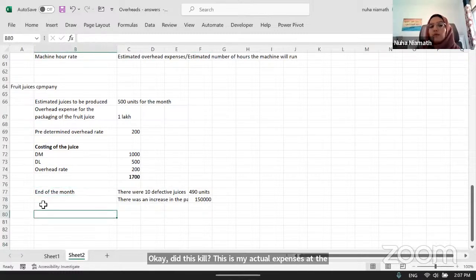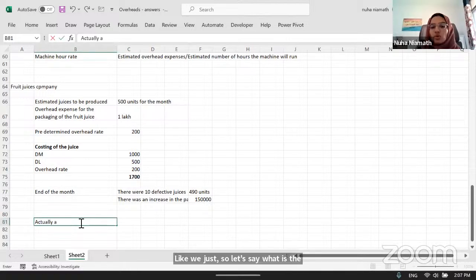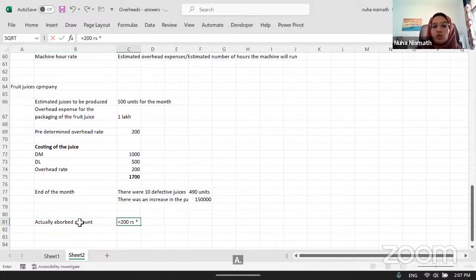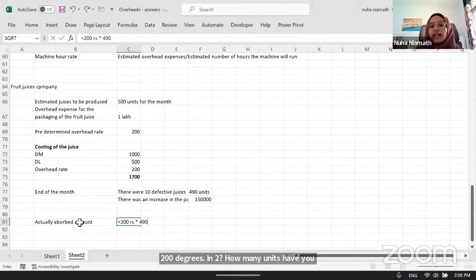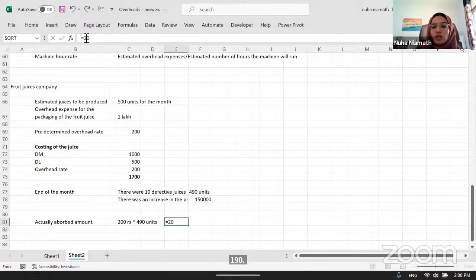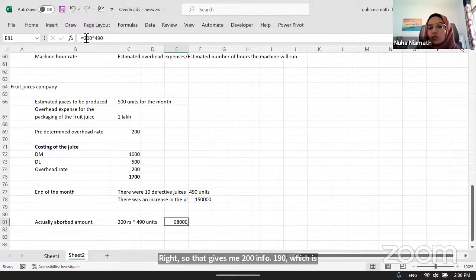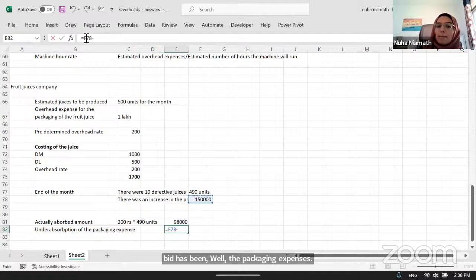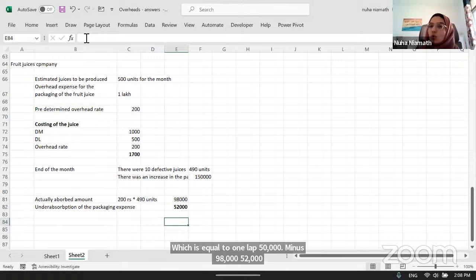So now what happens is we have incorporated only 200 rupees per unit. So let's say what is the actually absorbed amount? 200 rupees into how many units have we produced? 490 units. Right? So that gives me 200 into 490, which is 98,000. But actually the amount was 1,50,000, correct? So there has been an under absorption of the packaging expenses, which is equal to 1,50,000 minus 98,000. So 52,000 rupees is my under absorbed expense, which needs to get absorbed into the good units.